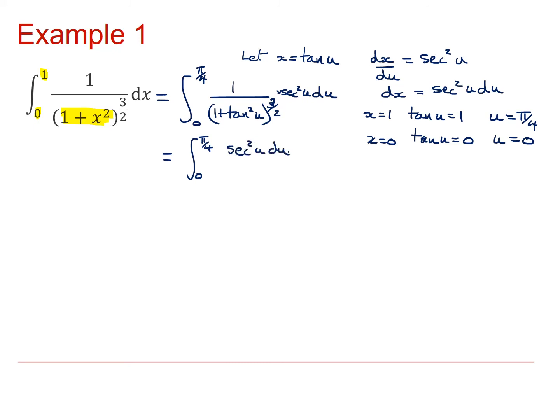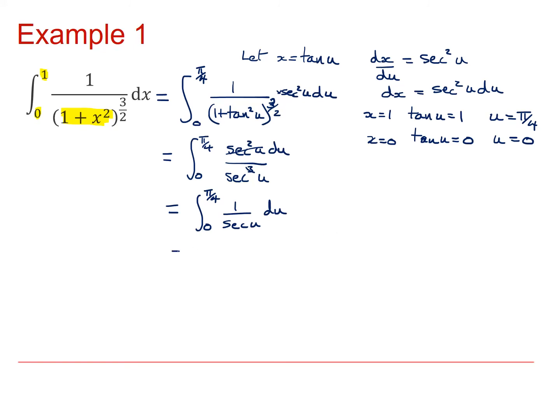du, and on the bottom, 1 plus tan squared is sec squared, to the power 3 over 2 is, well, that's the square root, so it's sec, and then cube it, so I get sec cubed u. Sec squared on the top will cancel off with 2 out of the 3 in the sec cubed on the bottom. So that's going to give me finally the integral between 0 and pi by 4 of 1 over sec u du.